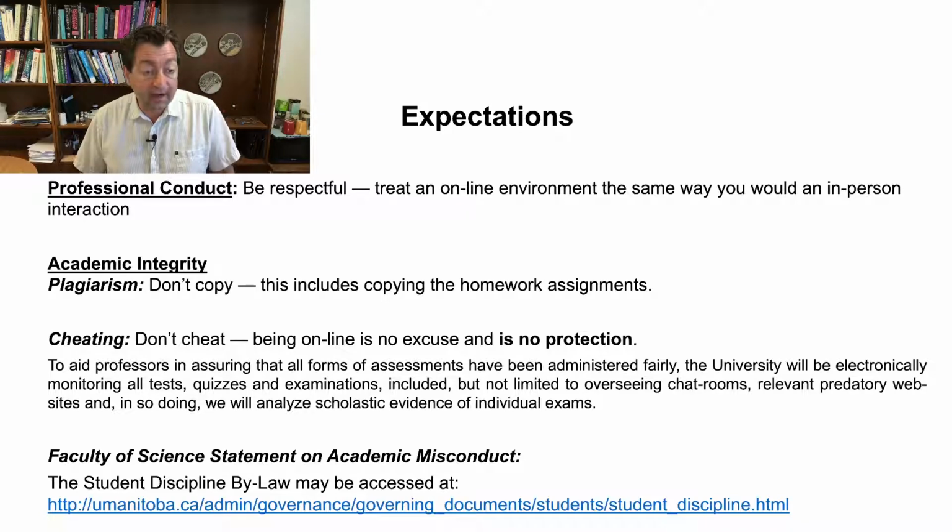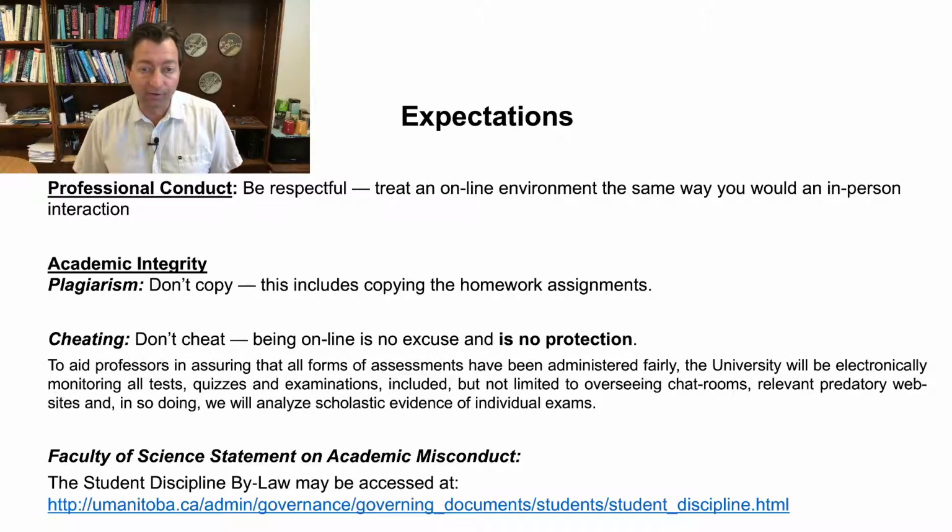Academic integrity includes things like copying from each other, which includes copying the homework assignments from each other. That's not allowed, of course. You have to do your own independent work. And being online is no excuse and is absolutely no protection from being caught in terms of inappropriate collaboration.